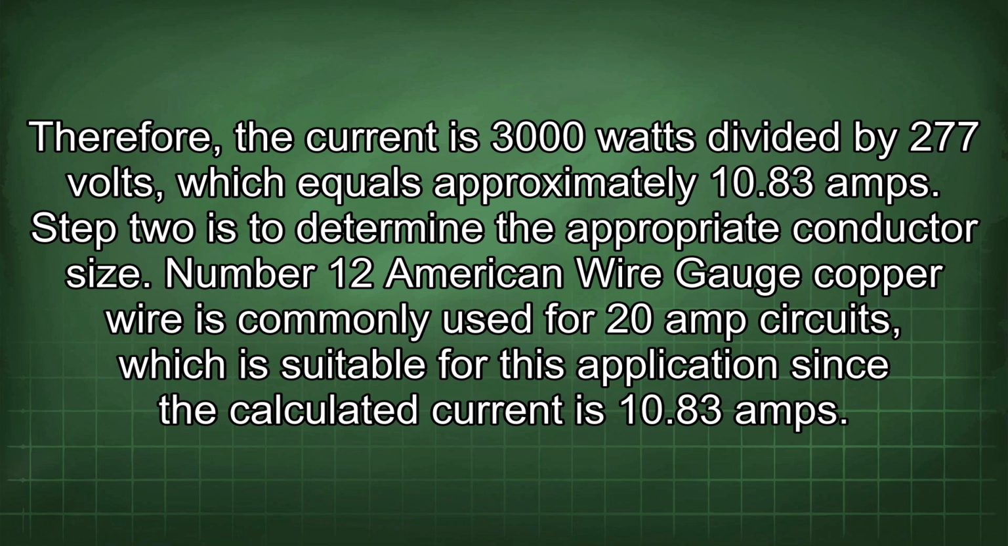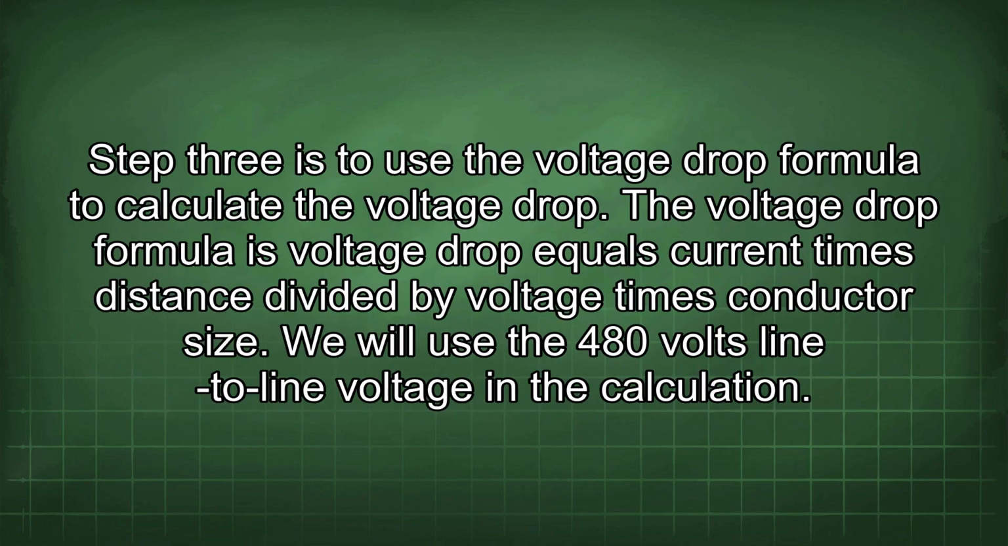Step 2 is to determine the appropriate conductor size. Number 12 American wire gauge copper wire is commonly used for 20 amp circuits, which is suitable for this application since the calculated current is 10.83 amps. Step 3 is to use the voltage drop formula to calculate the voltage drop. The voltage drop formula is voltage drop equals current times distance divided by voltage times conductor size. We will use the 480 volts line-to-line voltage in the calculation.